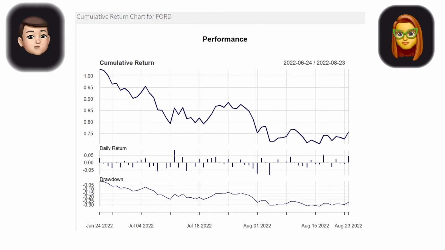When the chart is carefully examined, it is seen that the cumulative returns have decreased recently. This situation can be considered as a negative signal for the investment vehicle.